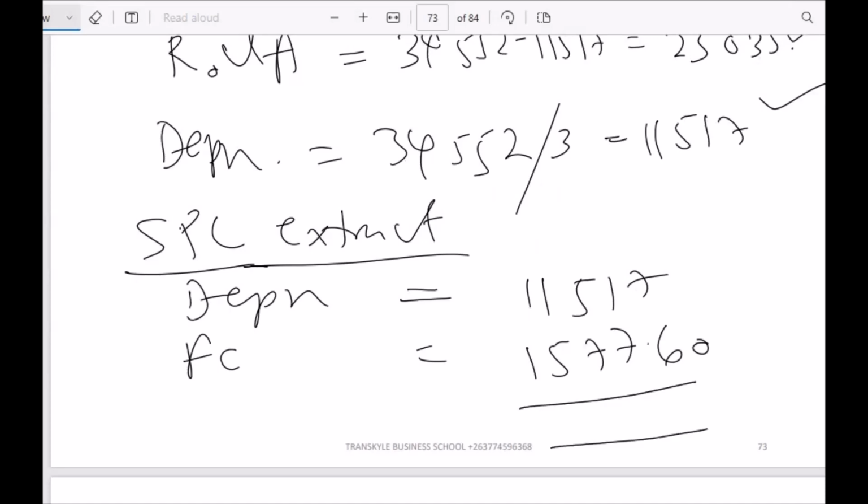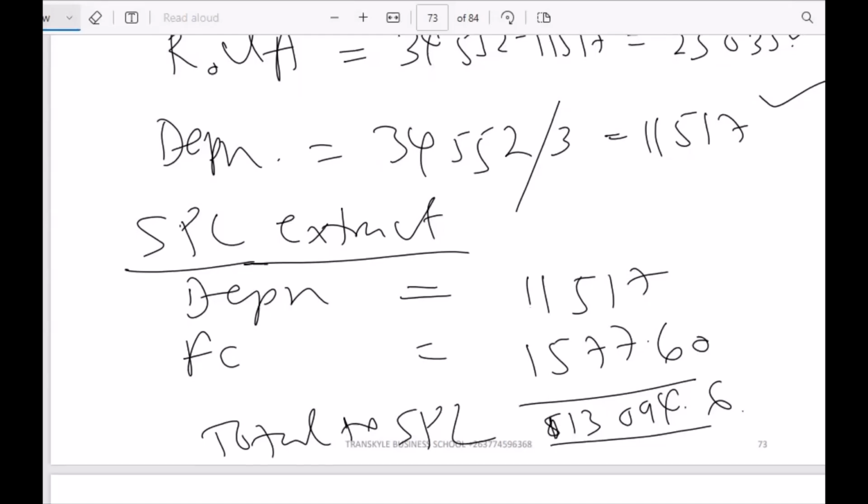Now sometimes the question might require you to determine the total charge. So the total charge to the statement of profit or loss would be 11,517 plus 1,577.6. So the total charge should be 13,094.6.